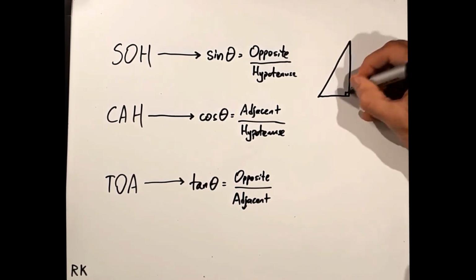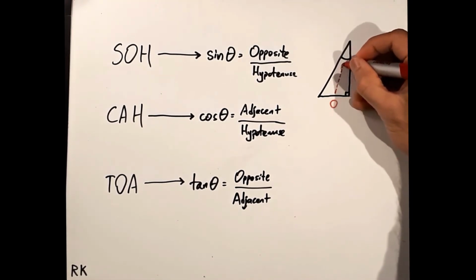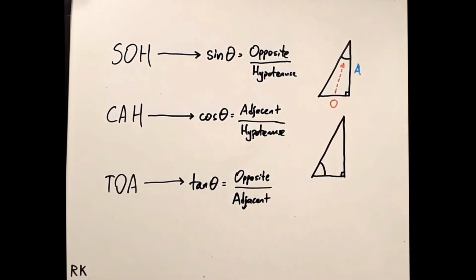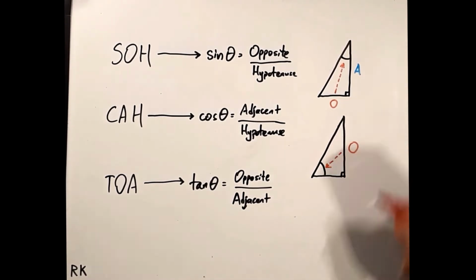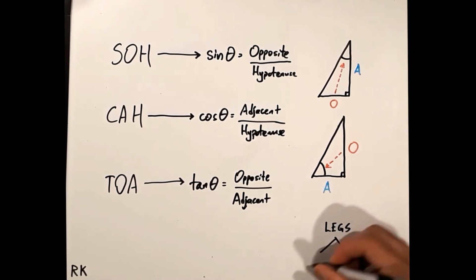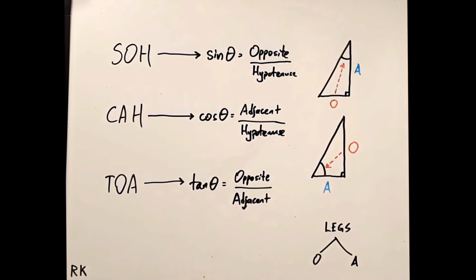Keep in mind that for whichever angle you're looking at, the opposite side is always away from it. It doesn't touch the angle. The adjacent side would naturally be beside it. Only the legs can be called opposite or adjacent. Now we can draw out our special triangles and use SOH CAH TOA to find the answers.